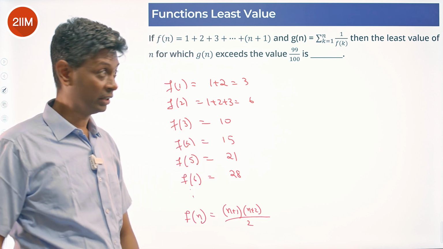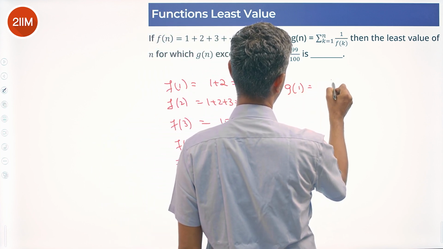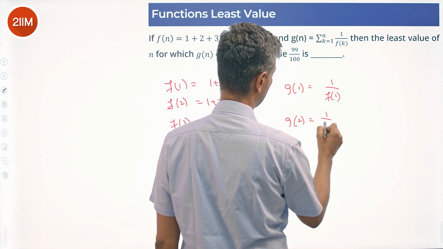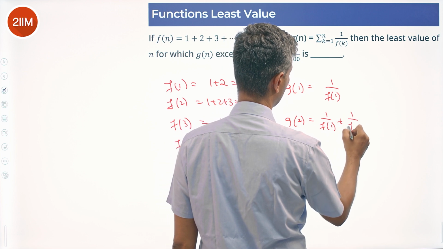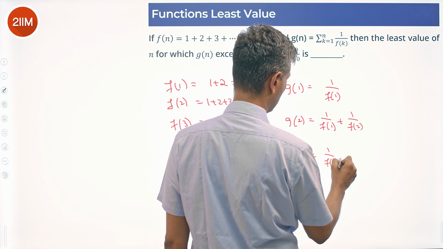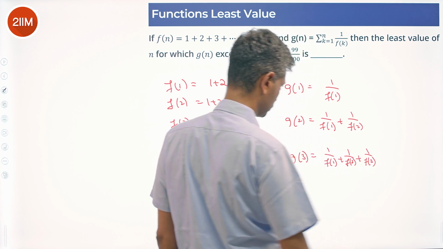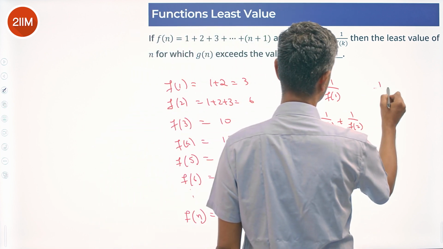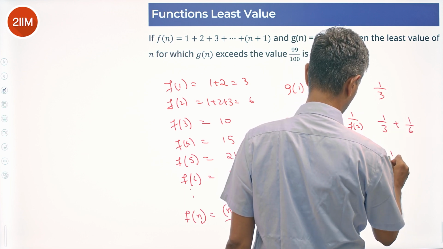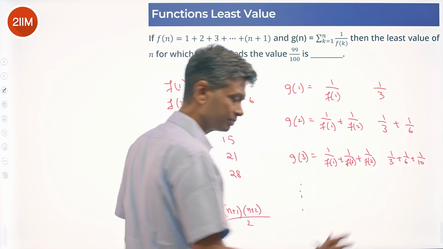Now what is g of 1? G of 1 is 1 by f of 1. What is g of 2? 1 by f of 1 plus 1 by f of 2. G of 3 is 1 by f of 1 plus 1 by f of 2 plus 1 by f of 3. So this is 1 by 3. This is 1 by 3 plus 1 by 6. 1 by 3 plus 1 by 6 plus 1 by 10 and so on.